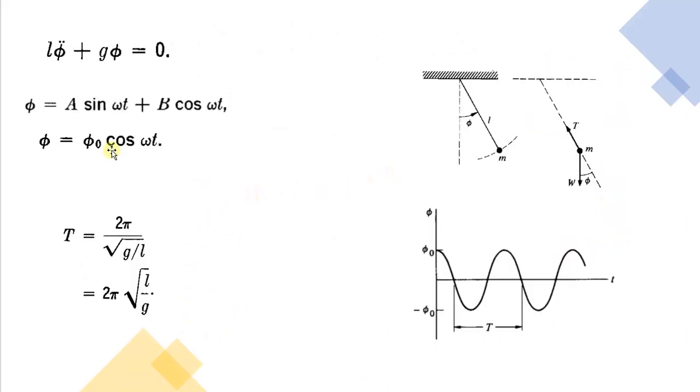Now in this equation, let us take the displacement at the maximum displaced condition as phi 0. So the solution we will get is phi equal to phi 0 cos omega t. Phi equal to phi 0 cos omega t. This will be the solution.